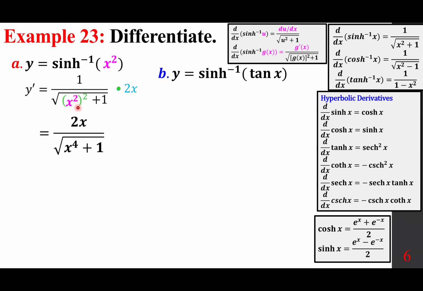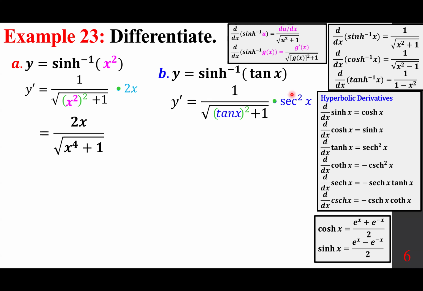Sinh inverse of tan x. We're going to do exactly as we did here, and this is g prime over the square root of g of x quantity squared plus 1. So we write it in this fashion. Then over here, we have a parenthesis, something to the second power. And what is to the second power? Whatever that one is, which happened to be tan x. And then its derivative, secant squared x, goes in here. Again, I'm showing you step by step, everybody.